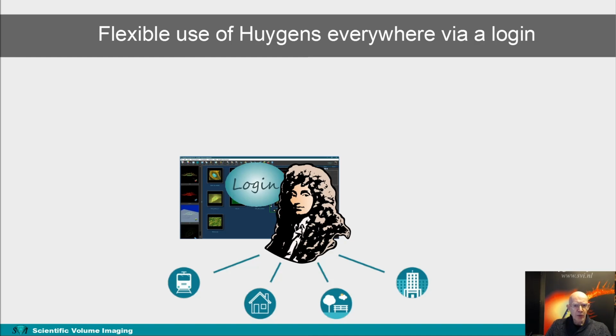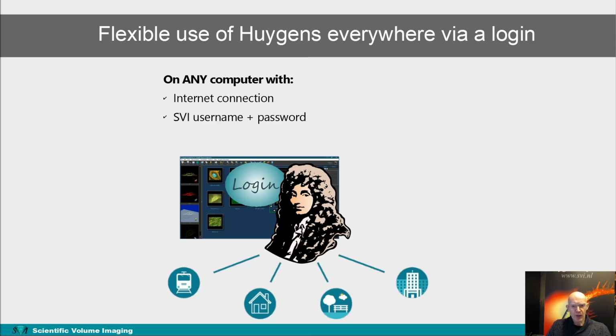What do you need to run Huygens Everywhere on your computer? Of course, you need an internet connection. Then you also need an SVI username and password. And last, you need to install Huygens, the current or previous version. Now we are at 2010, or the previous version 2004.